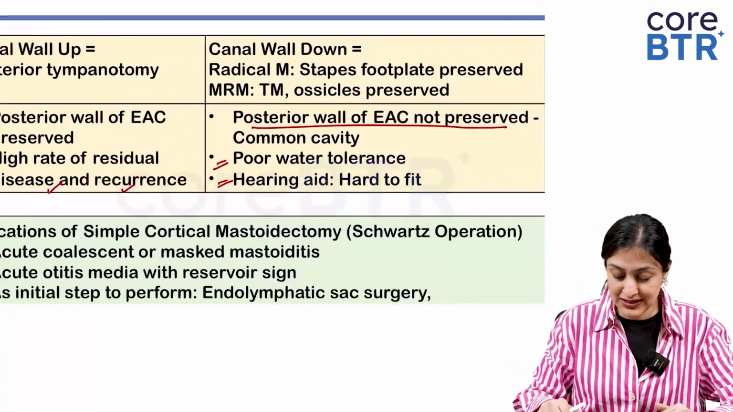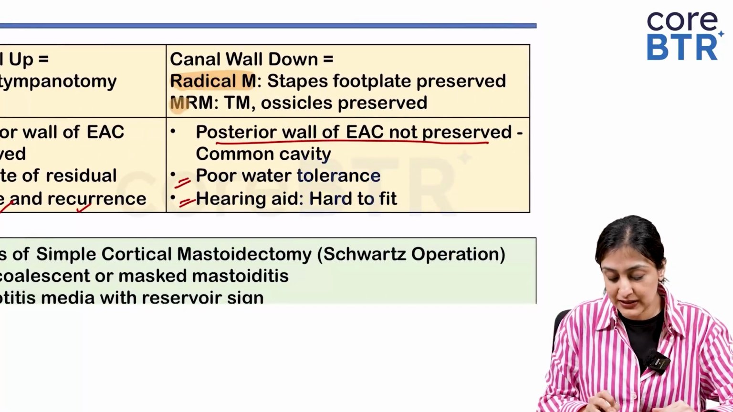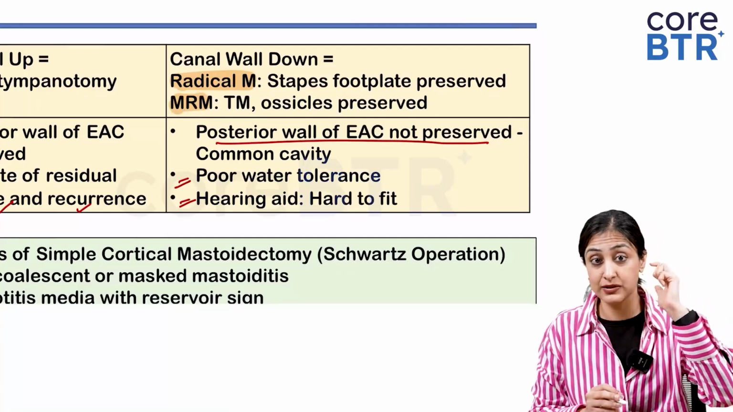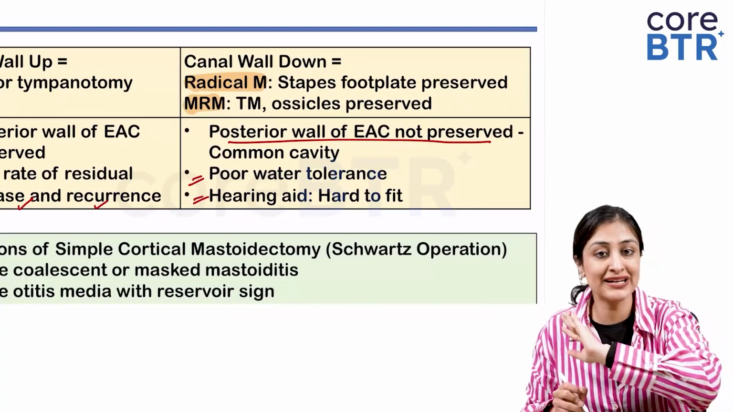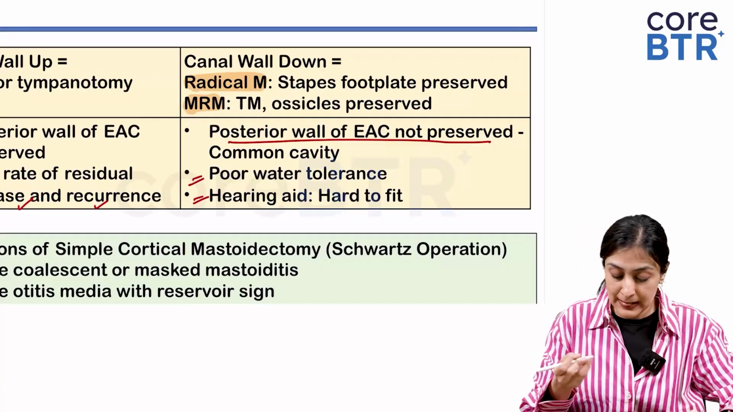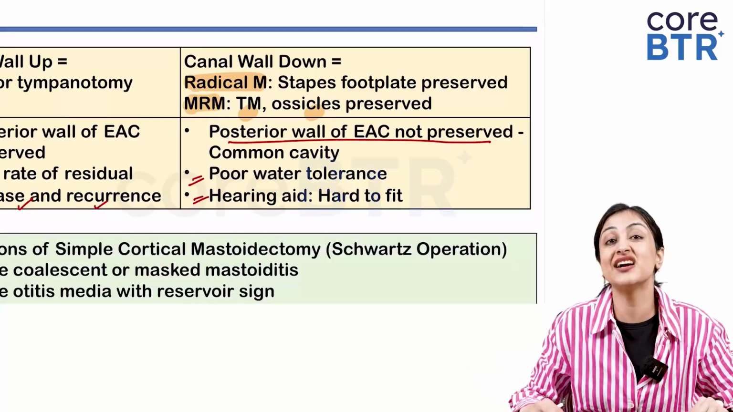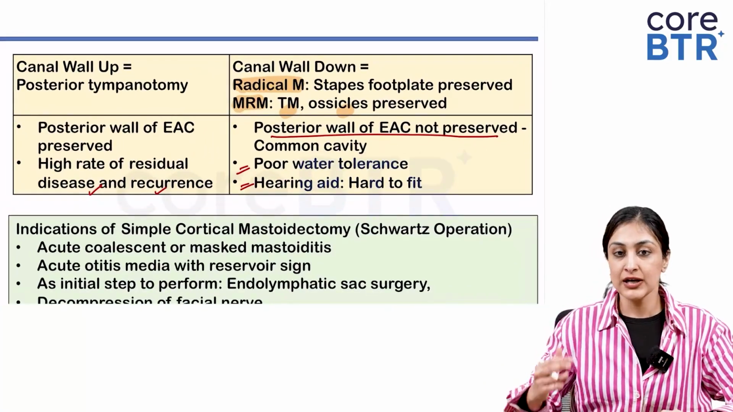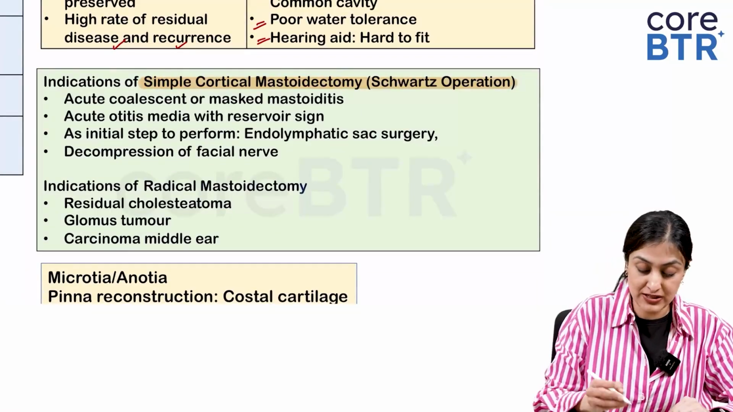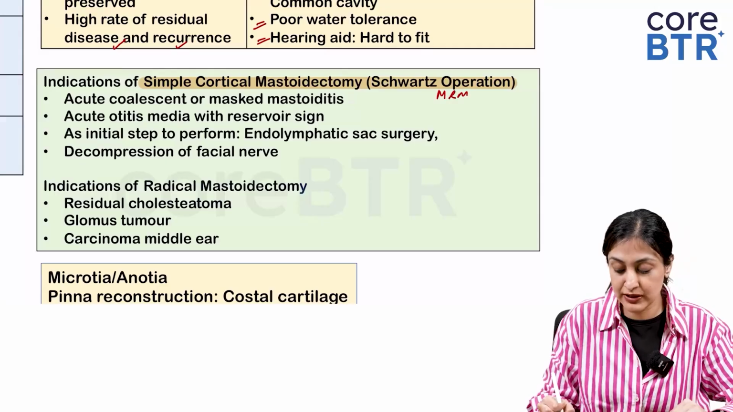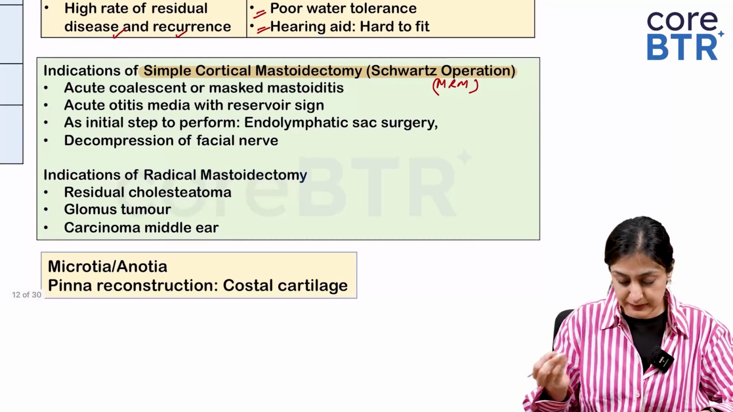Here we have two things. Canal wall down surgery could either be radical mastoidectomy or modified radical mastoidectomy. When I say radical, they preserve only the stapes footplate, everything else is removed. Whereas in modified, you save all the ossicles, so you're saving the conductive pathway. All right. So what is the indication of modified radical mastoidectomy? MRM. Please don't think mastectomy. Okay. So MRM, this is also called the Schwartze procedure.